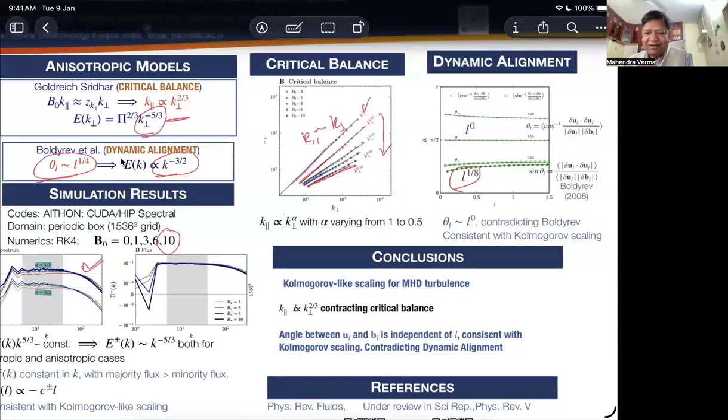So overall we are finding that Kolmogorov theory is a better model for MHD turbulence, both isotropic and anisotropic. And there are some issues with the critical balance and dynamic alignment.